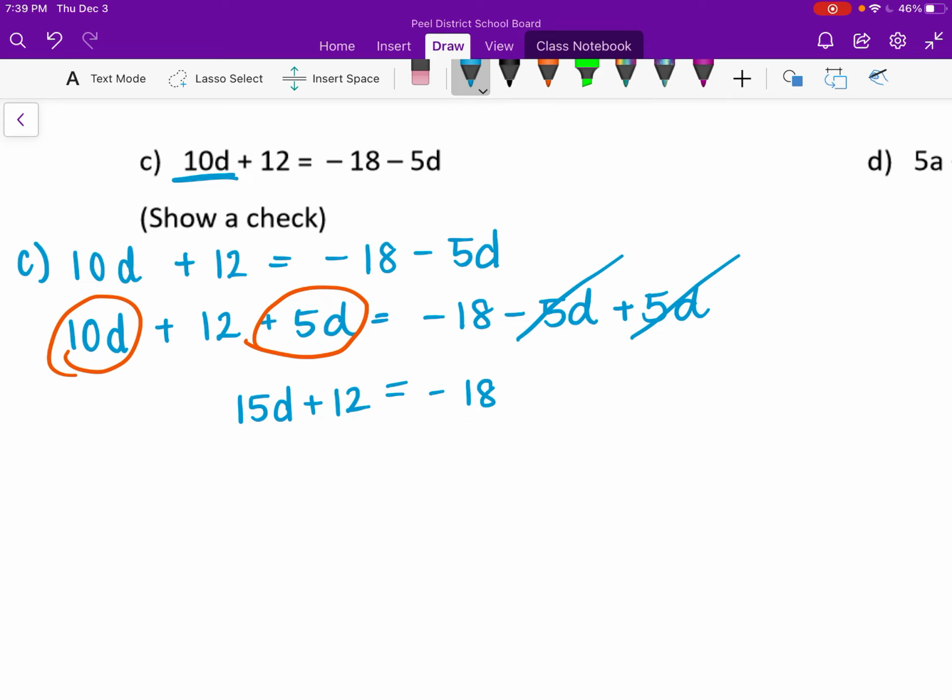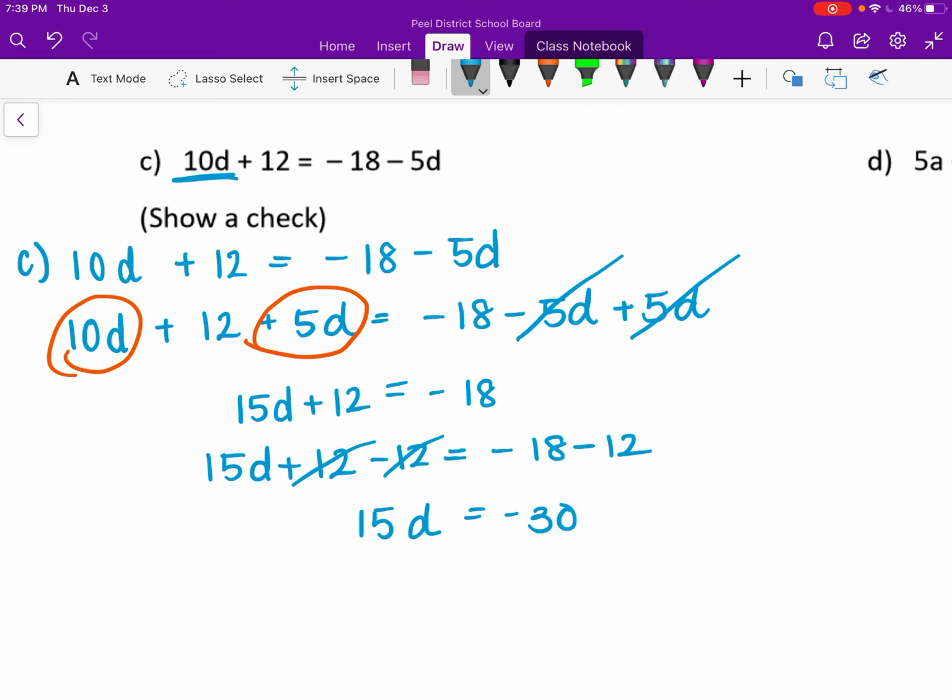I want to get rid of this 12, so I just have 15D left. So how I'm going to do that is I'm going to do positive 12 minus 12. Whatever I do to the left, I got to do to the right. So I'm going to have negative 18 minus 12 on the other side. And that's going to be negative 30. Positive 12 minus 12, that's just going to be 0, so I'm not going to write it in.